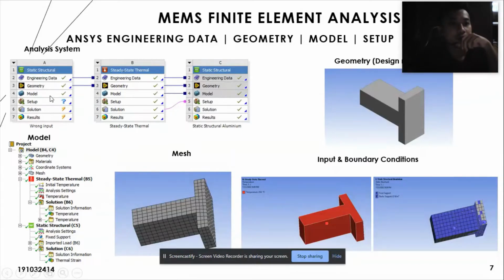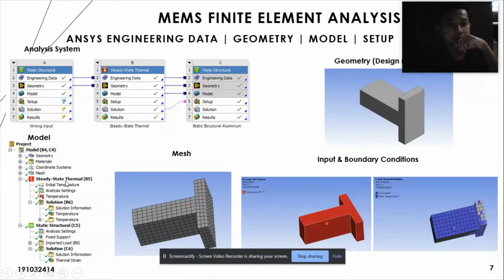For A, we choose the wrong input. Then we import the material database. For the geometry, we imported from MEMS Pro but it failed as an IGS file. Then we sketched ourselves using Design Modeler. So this is the geometry in Design Modeler. For A, only 2 are successful. Then for the model, the green tick means it is successful without any error.